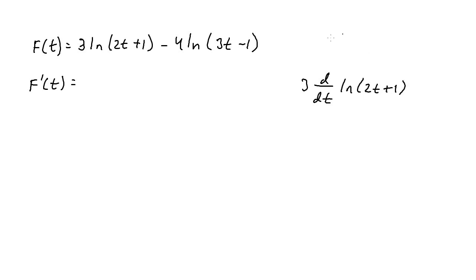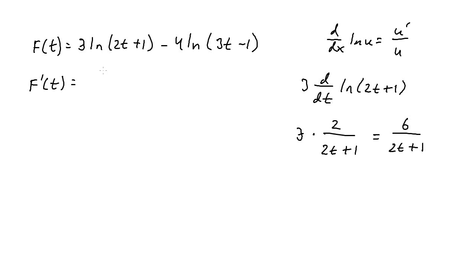Once again, the derivative of natural log of some function u is going to be u prime over u, or in other words, take the derivative of the inside function and divide it by the inside function itself. So we have 3 times the derivative. Now if 2t plus 1 is the inside function, then u prime, or the derivative of that, is 2 over the inside function itself, so 2 over 2t plus 1. If I go ahead and multiply, 3 times 2 is 6, so we get 6 over 2t plus 1. So that is going to be the derivative of 3 times the natural log of 2t plus 1.